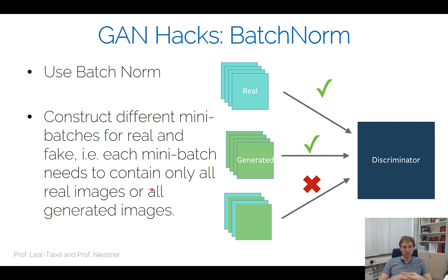What you can do is construct different mini batches for real and fake, meaning that one mini batch contains either all real or all generated images. That helps to stabilize the training a lot. The reason is basically you're getting all gradients for real or all gradients for generated, and that makes it much easier to train, especially for the discriminator. That's the thing typically people do. It depends a little bit on the batch size. I don't have an advice here.